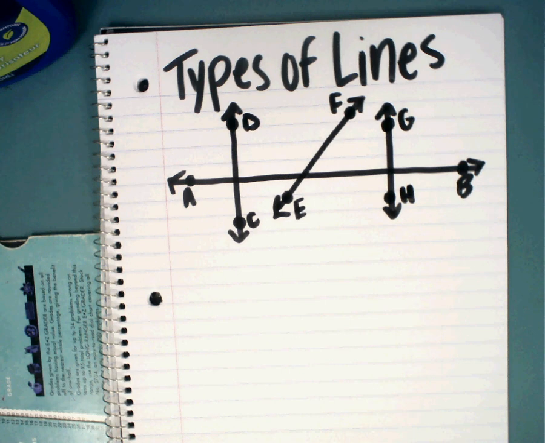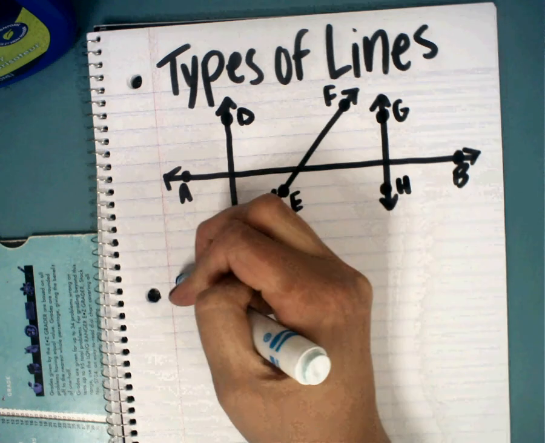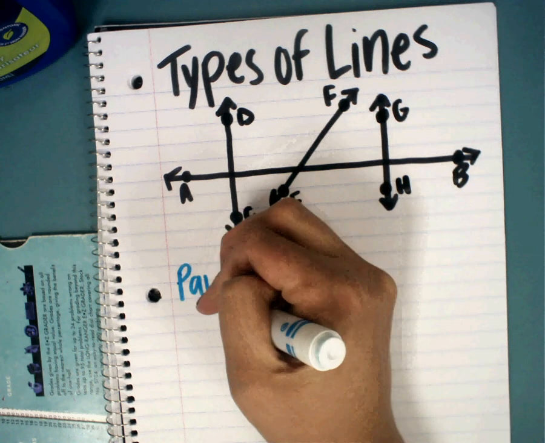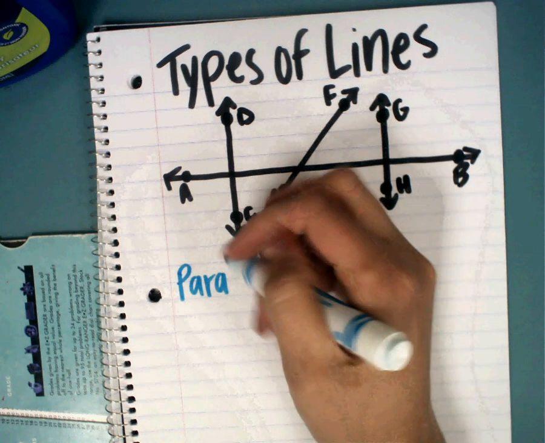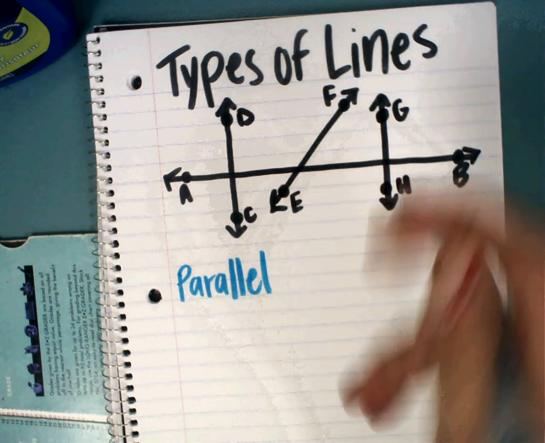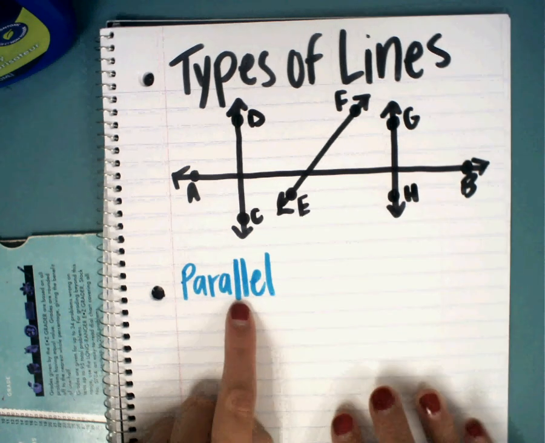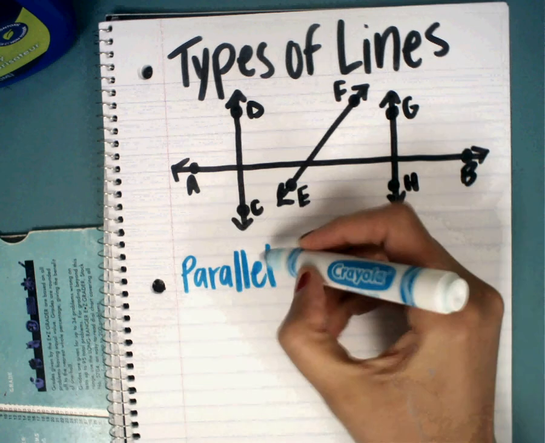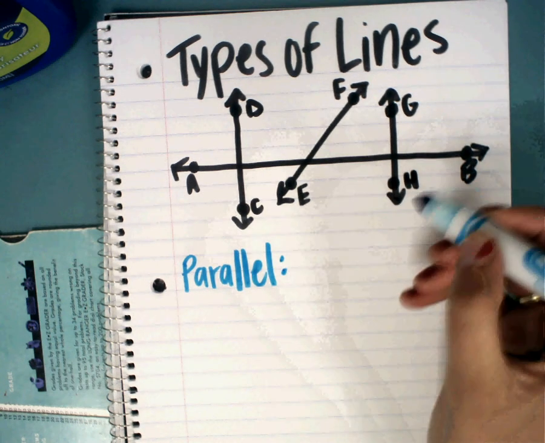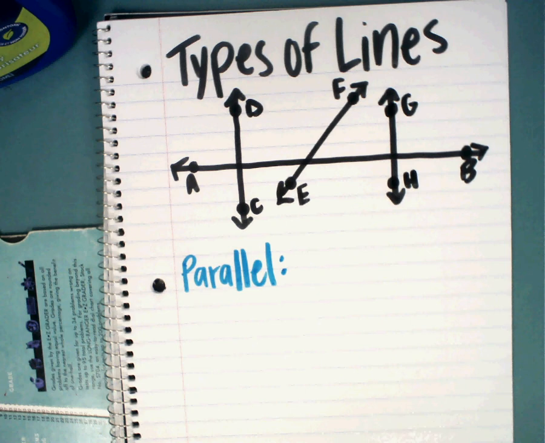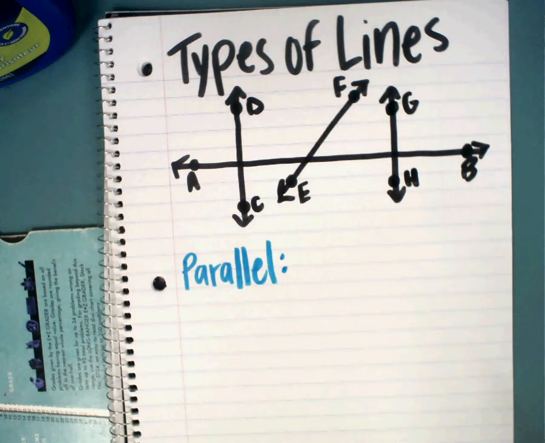So the first type of line I want to talk about is parallel lines. P-A-R-A-L-L-E-L. And you can remember because these two L's are parallel to each other, right? So parallel lines are lines that never cross. So they're going to be side by side. They're both going the same direction. In this case, those are both going the same direction, right?